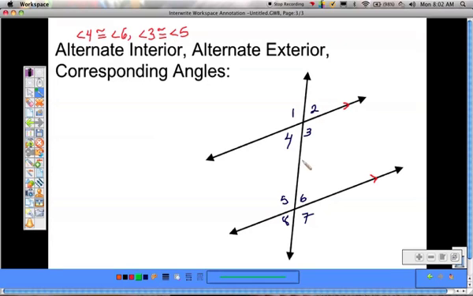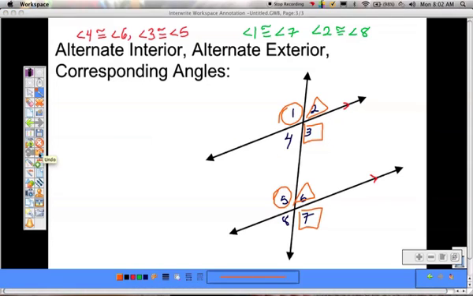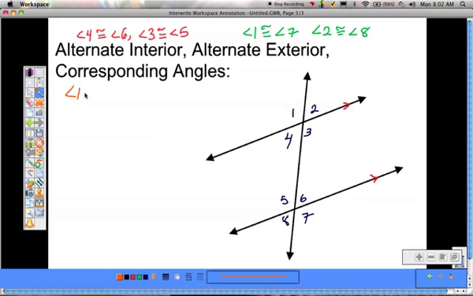Alternate exterior angles are on the outside of your parallel lines, and they cross the transversal. So angle 1 is congruent to angle 7. Angle 2 is congruent to angle 8. Corresponding angles are angles in the same location. For example, 1 and 5, 2 and 6, they're both in the upper right hand corner. 3 and 7, and 4 and 8. And they're congruent if the lines are parallel.